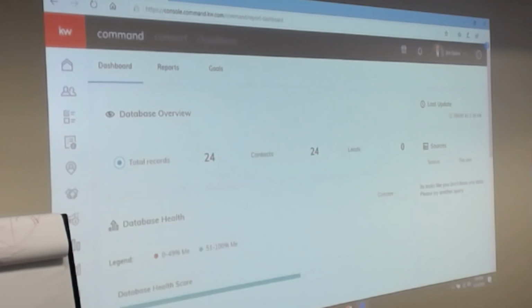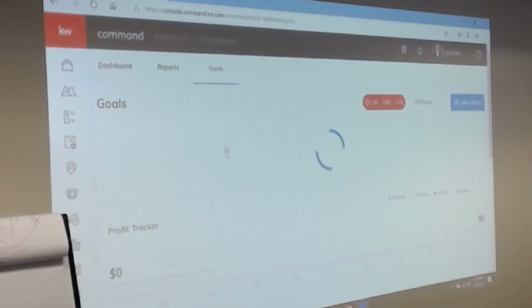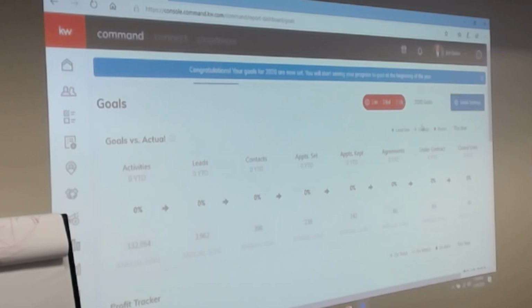agent.kw.com. And it's the same login. If you go in there, you'll get into Command, and then you can see up here, I went into reports. You go into reports, and it'll take you to this screen, and if you go into goals, that's where you can do your goal setting.